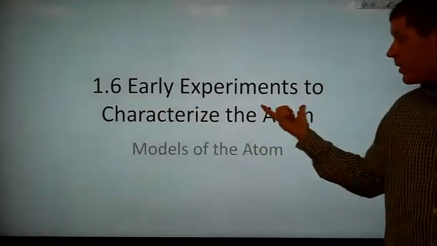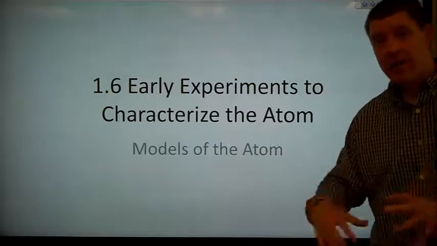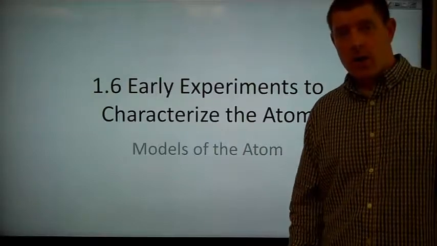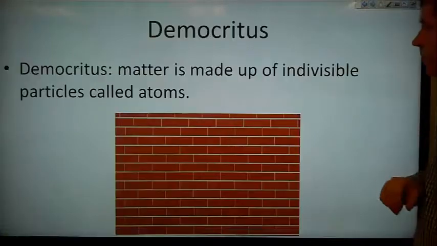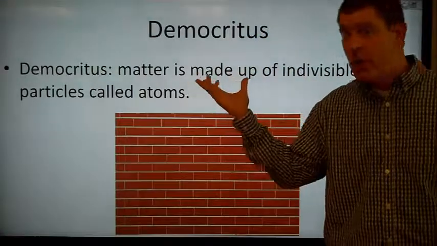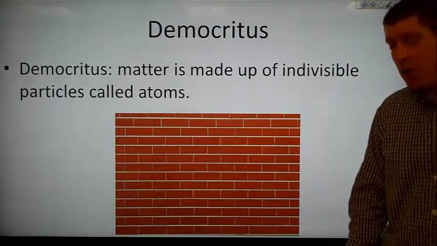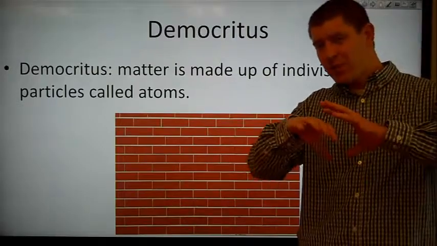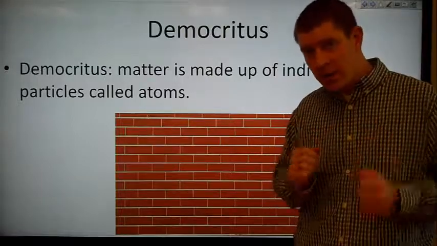Welcome to Early Experiments to Characterize the Atom. So this is all about models of the atom and developing our model of the atom beyond what Dalton introduces us to. So Democritus, remember, said that matter is made up of indivisible particles called atoms. Now he doesn't really say anything more than that. He doesn't give us a picture, an image of what an atom looks like.